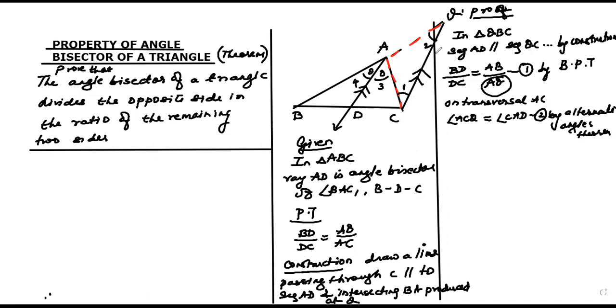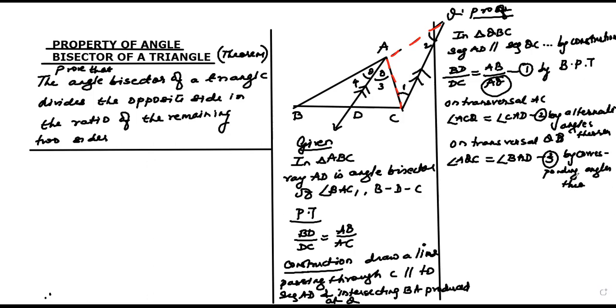Matlab 1 equal 3. And what is this angle on transversal QB? On transversal QB, your angle AQC is equal to angle BAD. What is the reason, children? By statement number 3, by corresponding angles theorem.